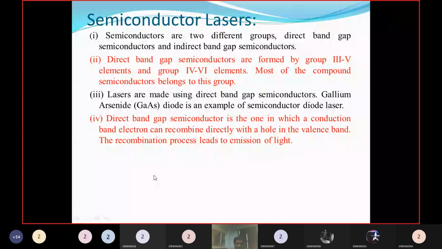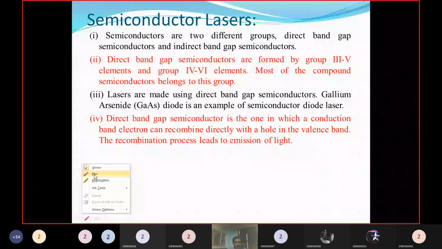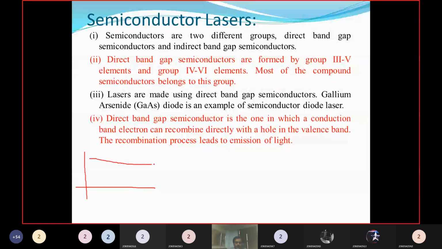So how can we tell that those are direct band gap semiconductors? The valency band and conduction band will be there. This is the conduction band I am taking here. Okay, conduction band this is. Now coming to this, this is the valency band.